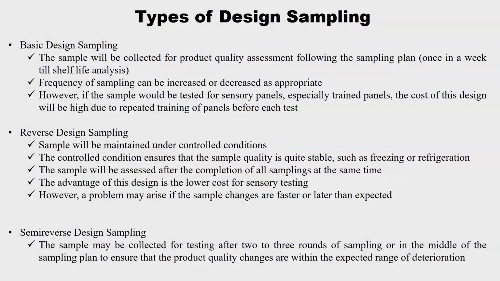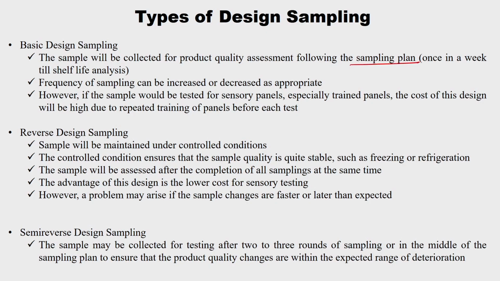Based on the design, sampling has three types. One is basic design sampling, the second one is reverse design sampling, and the third one is semi-reverse design sampling. The sample will be collected for product quality assessment following the sample plan in the design sampling.